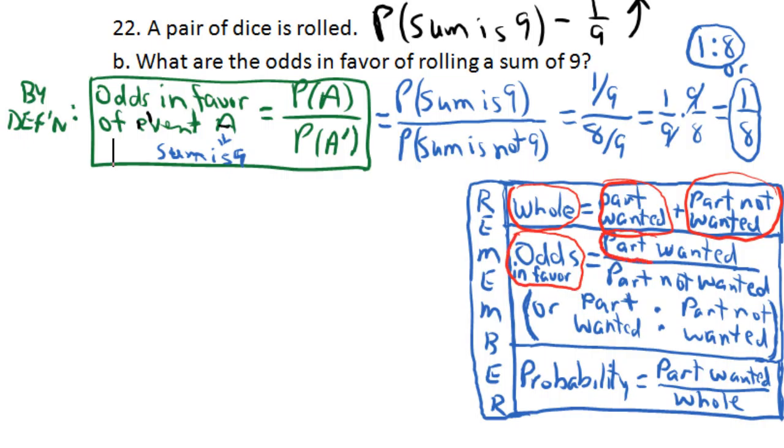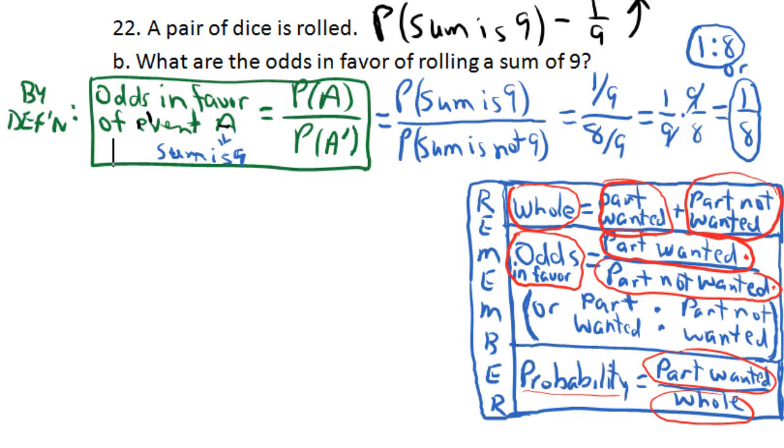the number of elements in the part that you wanted, in this case sum of 9, count how many give a sum of 9, over the part that you don't want, the rest of them, in other words. Whereas a probability is always given by the part you want over the whole thing. When you're doing odds, it's the part you want over the part you don't want. So odds are part to part, and probabilities are part to whole, and that's the way I think of it.